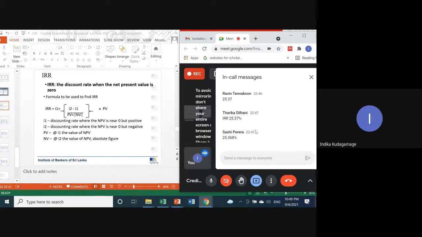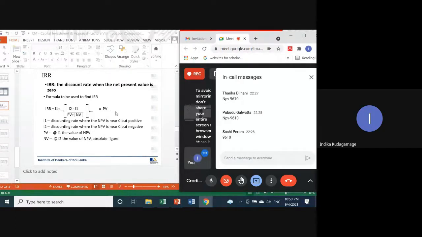Sorry, sir. I don't get this answer. I don't know whether I'm wrong. What are the figures you got? I1 is 20, I2 is 30. That means 0.2 and 0.3. So you take 30 minus 20 divided by the positive value, which was 9610, plus 8290. That figure has to be multiplied by the positive value 9610. You will get... Into 0.2, right? Why? You have already done that, plus 0.2.